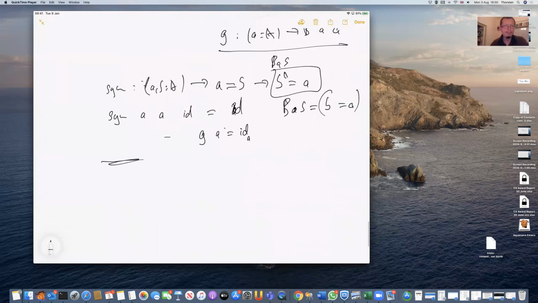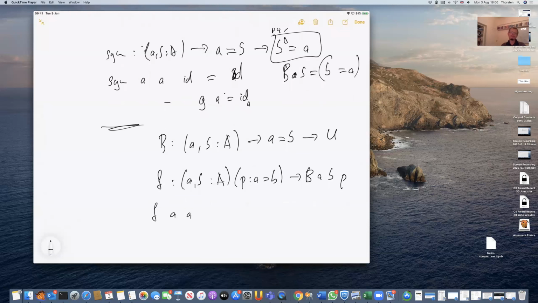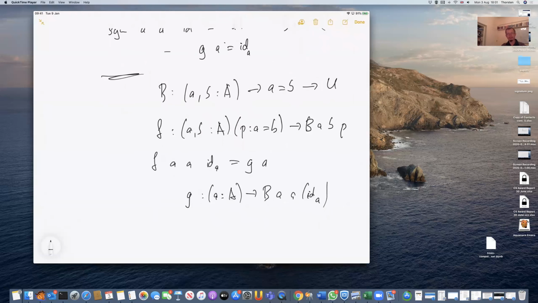If I have a B which takes two elements of A and a proof that they're equal, and returns a type, then if I want to define a function f, a dependent function out of equality, the pattern is the same. To define a function out of equality, it's enough to define it for reflexivity: g of a, and what is g? g is the function from a in A to B a a refl of a. And by the way, this elimination scheme is called the J eliminator.